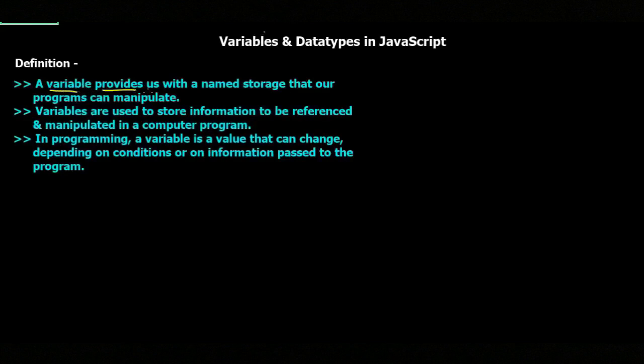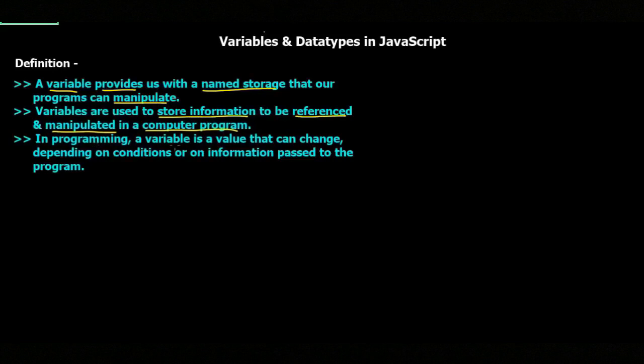So a variable provides us with a named storage that our programs can manipulate. So this is definition number 1. Another type of definition would be, variables are used to store information to be referenced and manipulated in the computer program. So pretty much similar to the first one, just with a little bit more words, complex words actually.